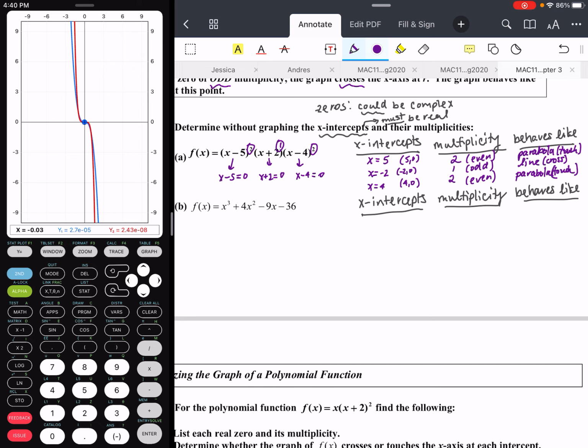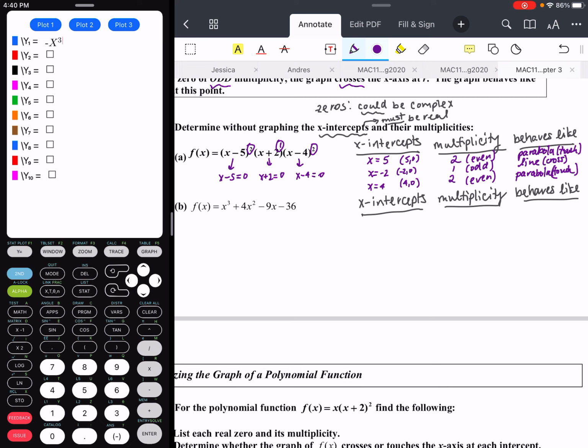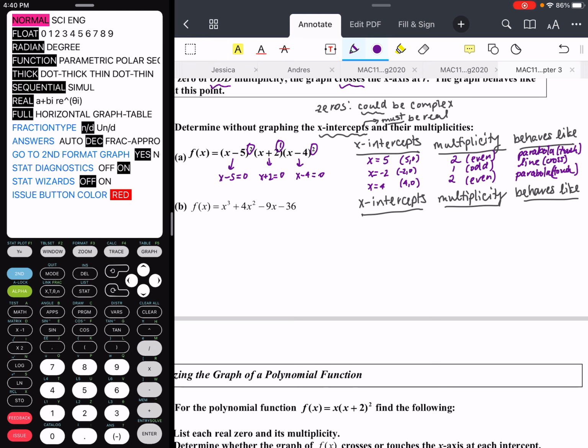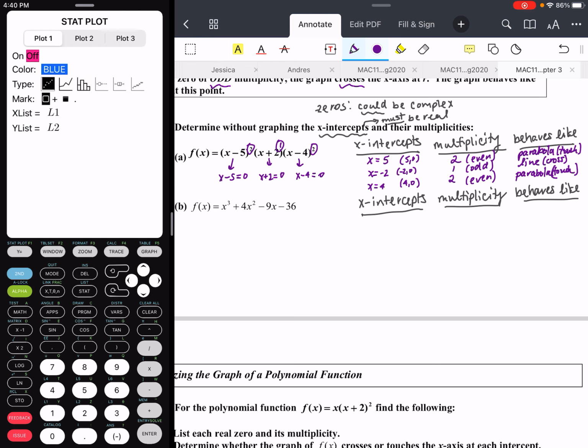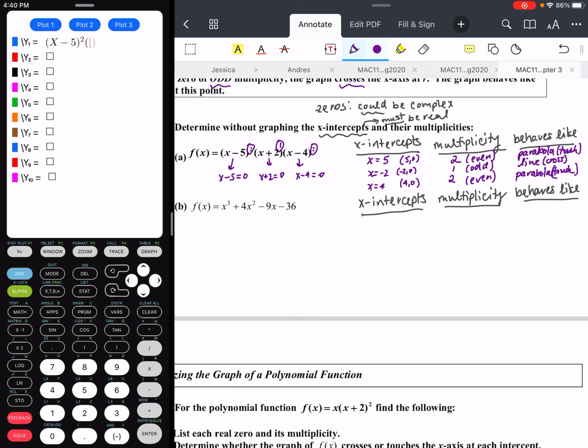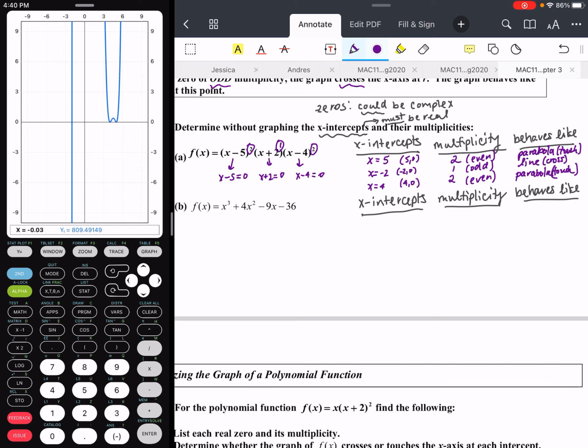the x-axis there. Okay, and let's just take a look at this and see if we can get a nice view on our graph. Sometimes it's a little hard with these polynomials. (x minus 5) squared times (x plus 2), close parentheses, and then times (x minus 4) squared. Take a look at that.